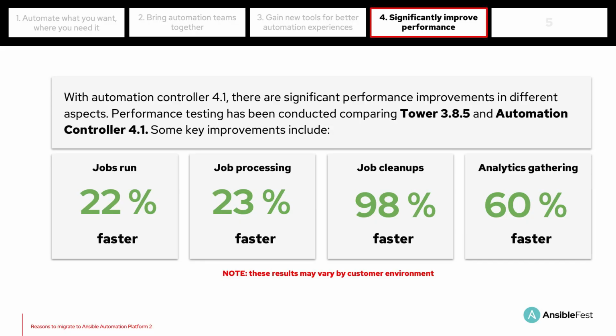Reason 4, performance. Automation Controller 4.1 delivers significant performance improvements compared to Ansible Tower 3.8.5. Jobs run 22% faster, job processing is 23% faster, job cleanups are 98% faster, and gathering analytics is 60% faster.